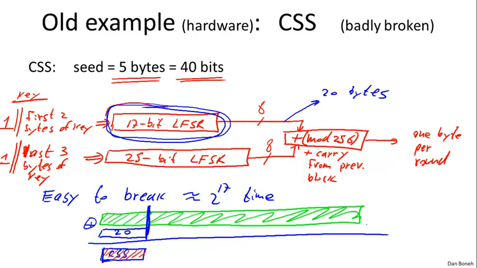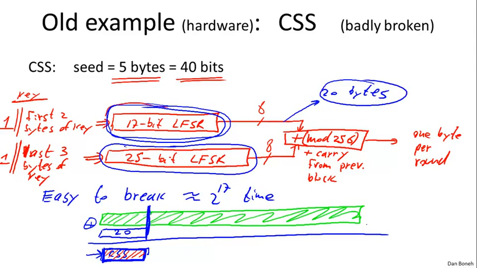Now, remember, we have the full output of the CSS system. So what we can do is take this output and subtract it from the 20 bytes that we got from the first LFSR. And if our guess for the initial state of the first LFSR is correct, what we should get is the first 20 byte output of the second LFSR, right? Because that's, by definition, what the output of the CSS system is.